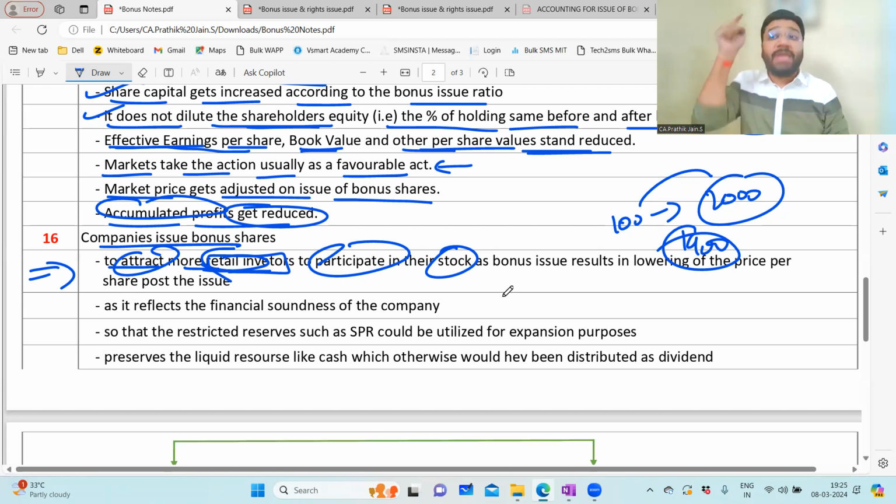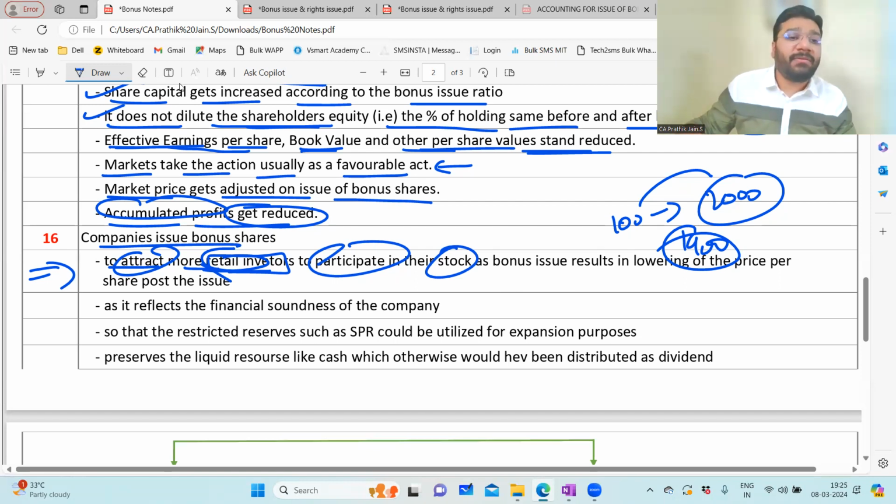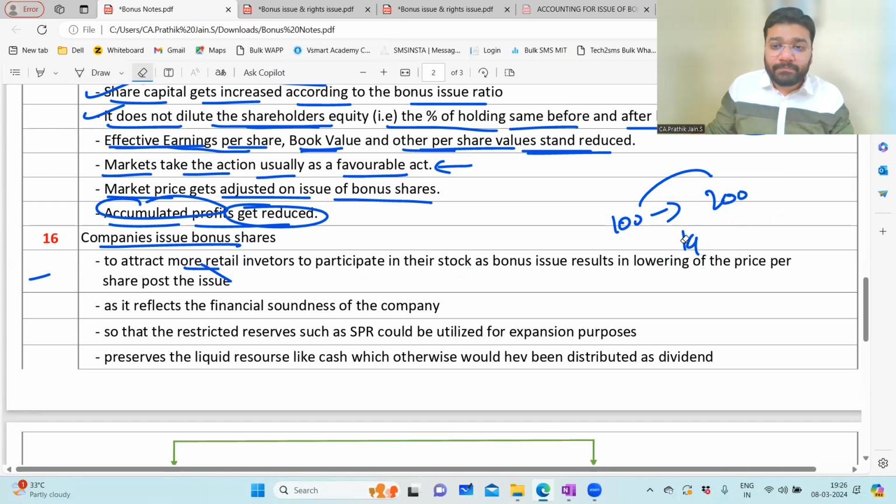So if I give bonus to the existing shareholders, is it not beneficial to them? The answer is 100% yes. So who is first getting benefited out of the bonus issue? The existing shareholder is getting the first benefit of the bonus issue. Online people, is it making sense? Tell me. Yes, sir.